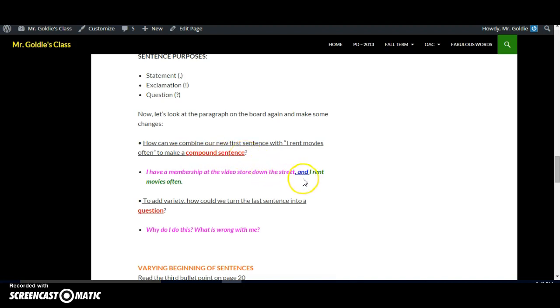Okay? So you take one sentence, put a comma in, put another word in like and, another word would be for, another word would be or, another word would be nor.